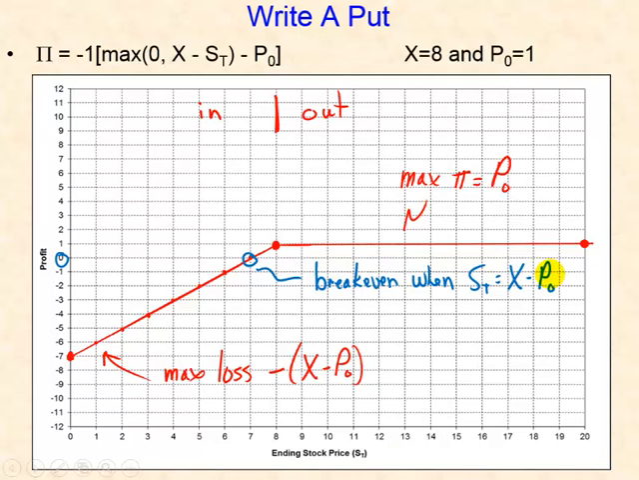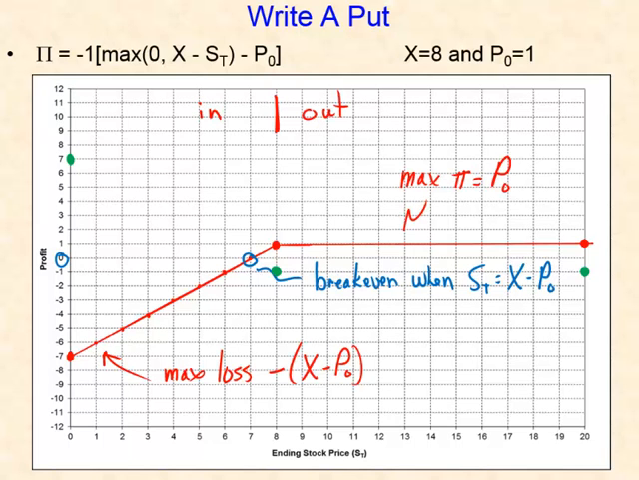Like call options, put options are a zero-sum game. Let's plot on this same chart the profit to the buyer of this put option. We know that the maximum profit is 7. If the option expires at the money, that is, if the ending stock price is equal to 8, which is our exercise price, that person will lose $1, and then for any stock price higher than 8, that person will continue to lose $1, that person being the buyer of the put option.